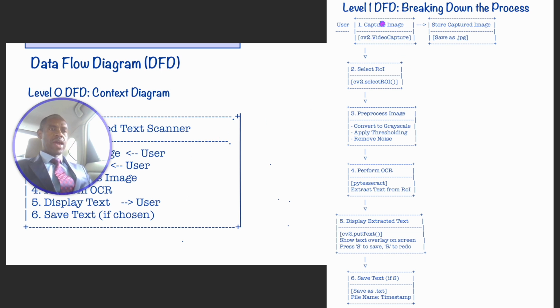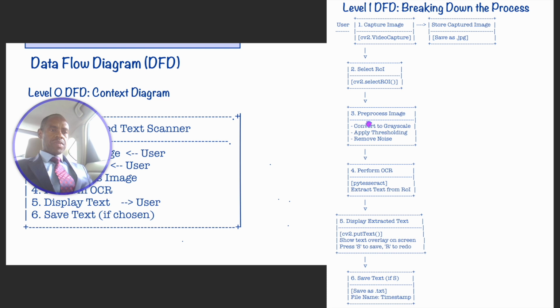Now, level 1 DFD. That's the breakdown of the process, with more details. It all starts with a user who captures an image, and the image is stored as JPG, and then the image will be loaded again. When the image is loaded again into memory, the user will be allowed to select the region of interest.